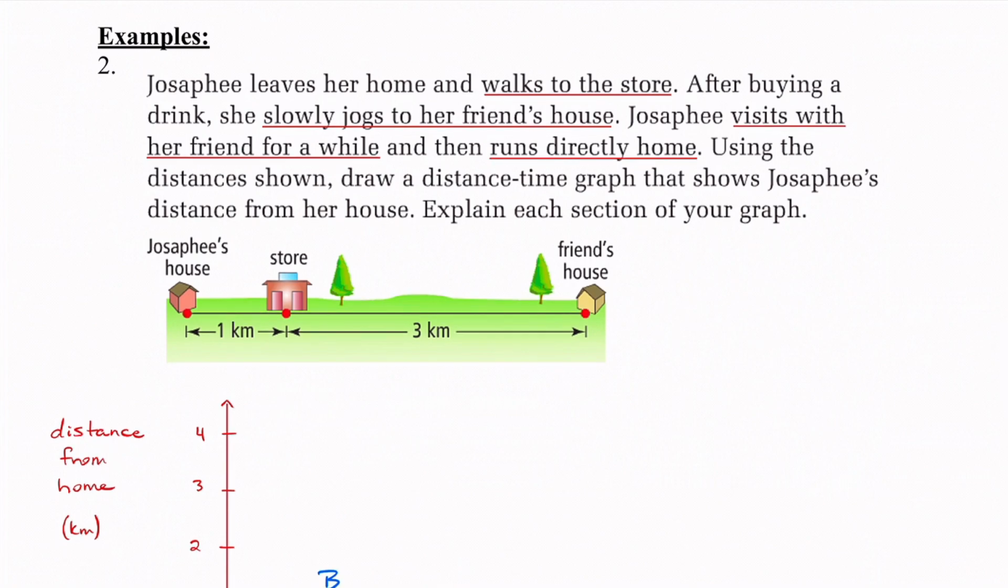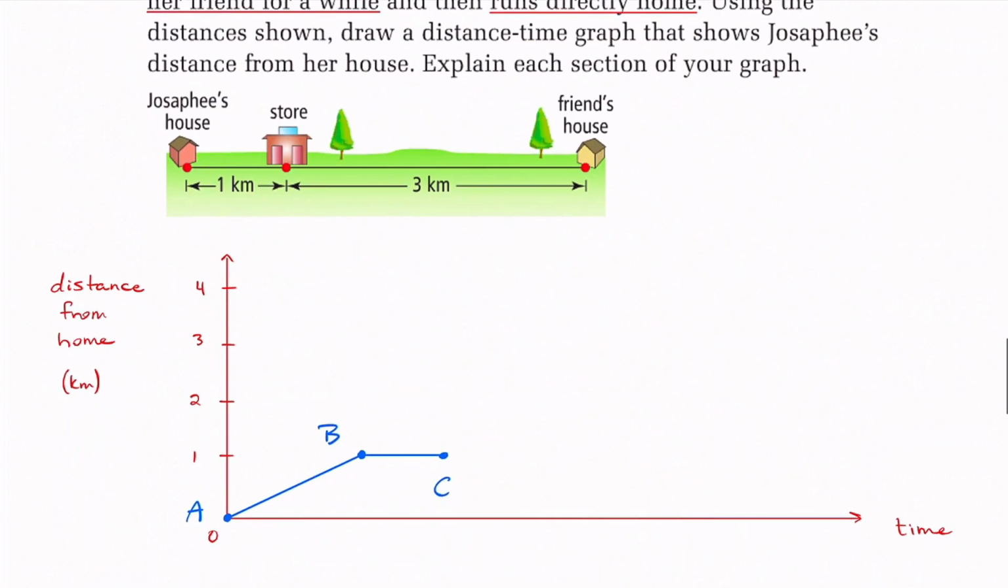Then it said we slowly jog to her friend's house. So in the beginning I was walking, so that shouldn't be very steep. Now I'm jogging. This should be a little bit steeper. So we want to be a little bit steeper than this line right here. So I'm going to draw something a little bit steeper.